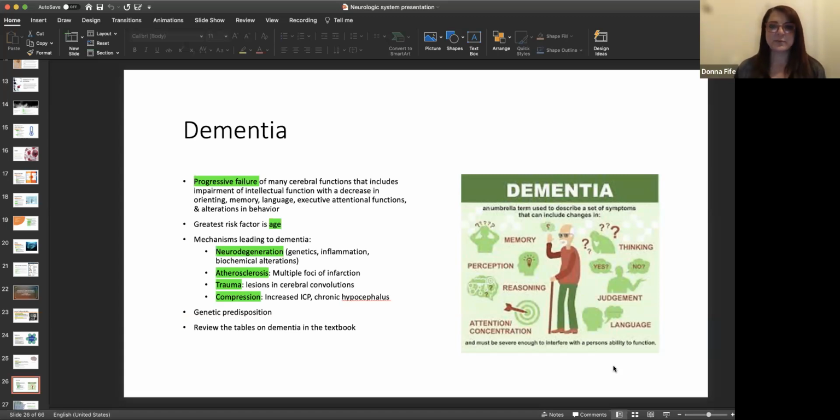Atherosclerosis, there can be multiple foci of infarction. Trauma, such as lesions and cerebral convolutions. And compression, increased intracranial pressure, and chronic hydrocephalus. There's a genetic predisposition to it, and there are some tables on dementia in the textbook that you can review as well. And here are just some different changes that are going on with the patient with dementia.